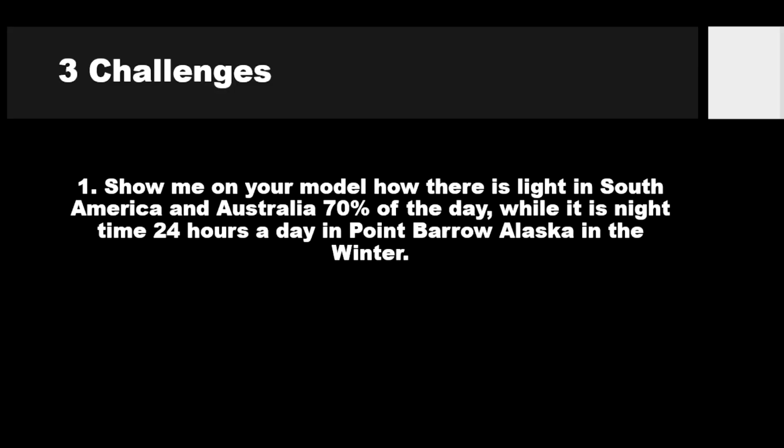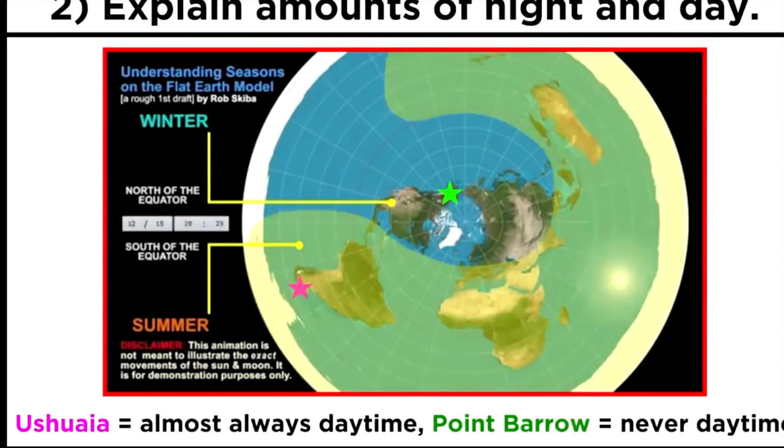But anyways, with respect to my 3 challenges before I go, number 1 is show me on your model how there is light in South America and Australia 70% of the day, while it is nighttime 24 hours a day in Point Barrow, Alaska in the winter. How does that work on your model? Again, look at the picture and consider this. There has to be light in South America and Australia, and then no light in Point Barrow, Alaska. You've got your light, which is your little sun that's going to shine, and it can shine all the way to South America from where it is, but it can't shine to Point Barrow, Alaska.